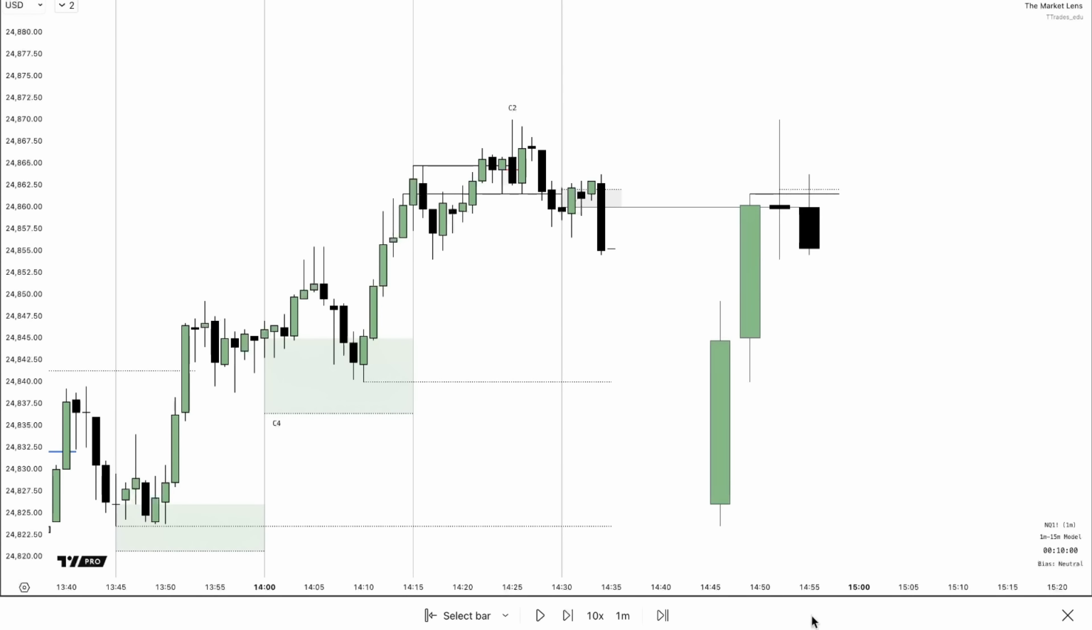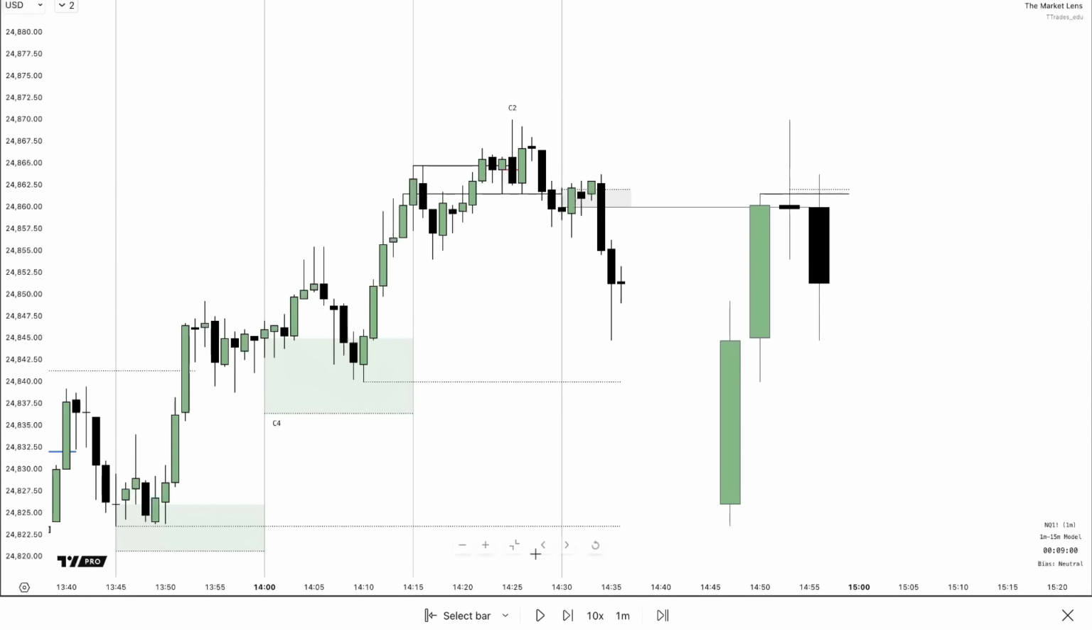What do you see? We reach into that fair value gap right here. We can go ahead and mark that out. And you can see we make a small opposing run. This small wick supports expansion lower. Let's see how we close. And there we go. And we close nice and low, right?